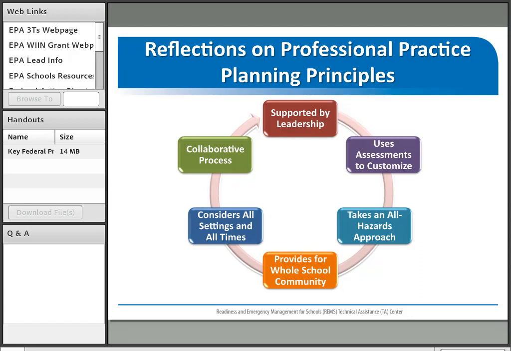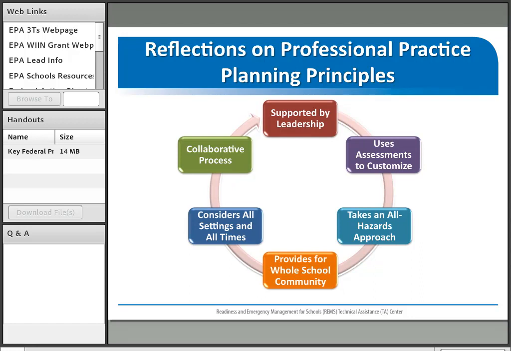We want to consider all settings and all times. So we've talked a little bit about considering all parts of the disaster cycle, but now we want to think about all parts of the school day, all days of the week, all weeks of the month, that kind of thing. So school EOPs must account for incidents that may occur during and outside the school day, as well as on and off campus. So, for example, school buses, sporting events, field trips.